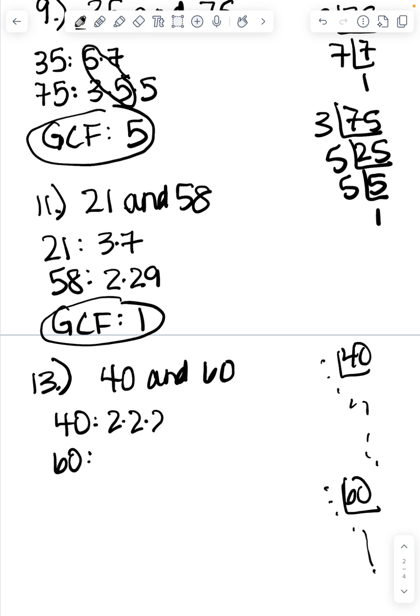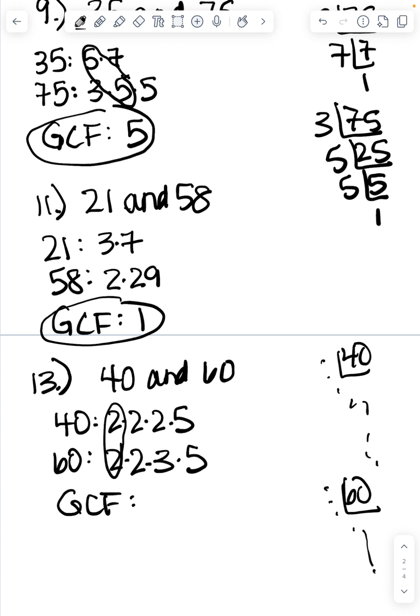40 is 2 times 2 times 2 times 5. 60 is 2 times 2 times 3 times 5. So to find the GCF, you're checking out the ones that are common, the common factors. We've got 2 2s and a 5. So 2 squared times 5 is 4 times 5, or 20 is the GCF.